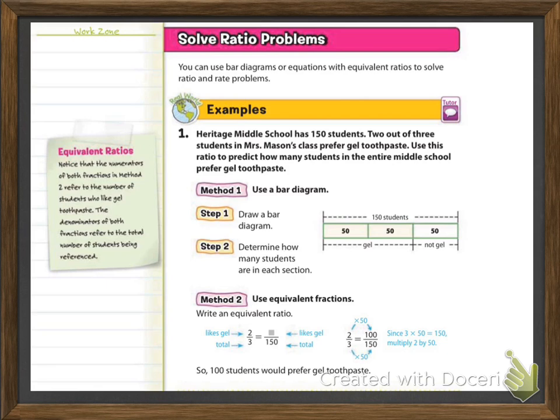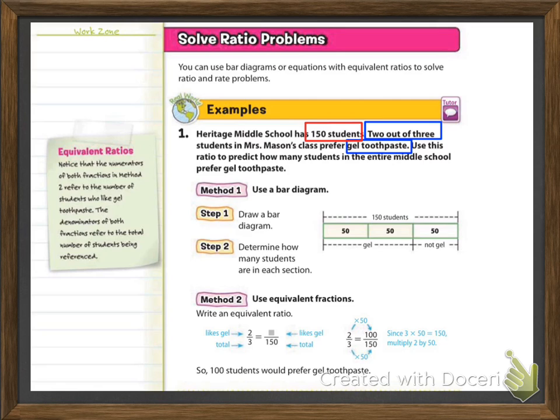It says Heritage Middle School has 150 students. 2 out of 3 students in Mrs. Mason's class prefer gel toothpaste. So before we continue on reading the rest of this problem, let's go ahead and annotate what we have. So some pretty important information that they gave us here. It says 2 out of 3 prefer gel toothpaste. So let's go ahead and get that boxed in blue. And they also told us that there were 150 total students. So all of that is important information. It says use this ratio to predict how many students in the entire middle school prefer gel toothpaste.